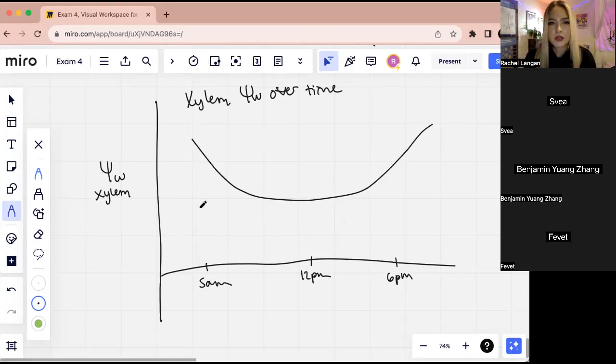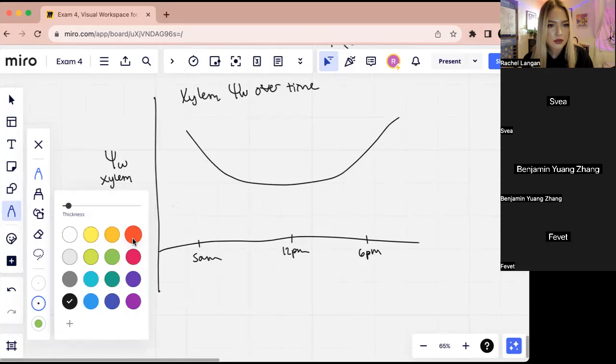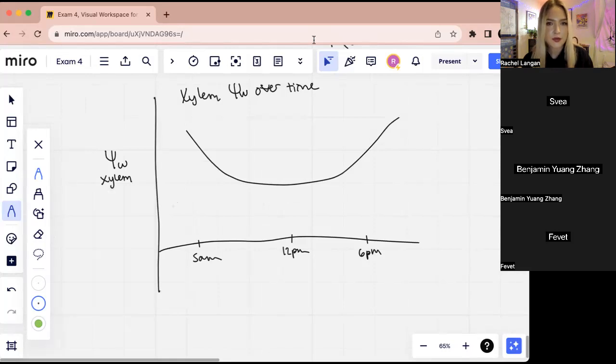And you should be able to interpret how the fluxes change as the water potential graph changes over time. So what are the fluxes? One of them is transpiration rate. So I'll do that in red or orange-ish red, I don't know. So how's transpiration rate going to change over the course of a day? And how can you tell from what's going on with the xylem water potential?